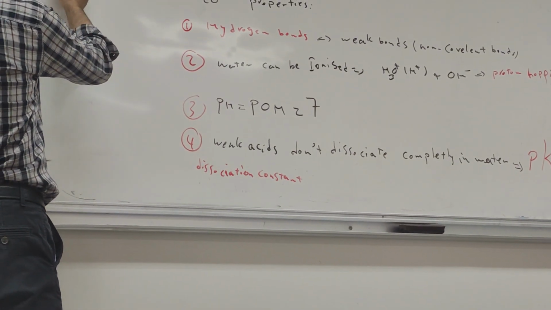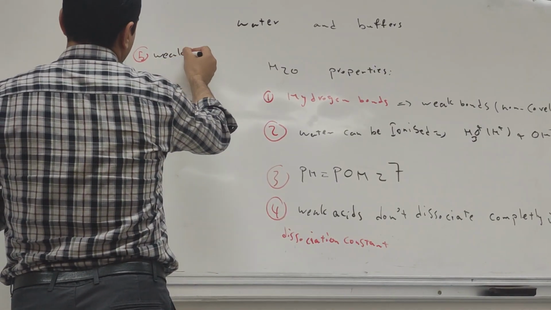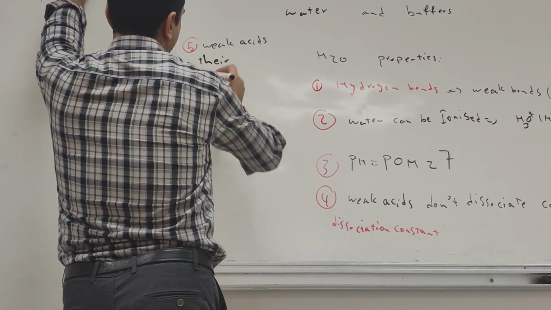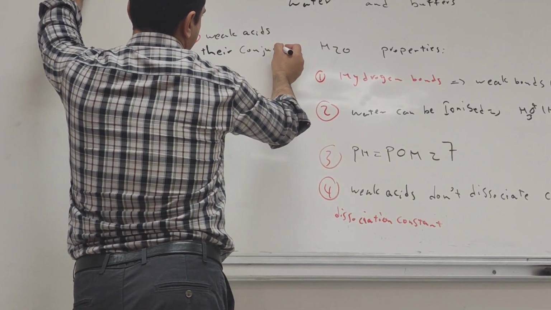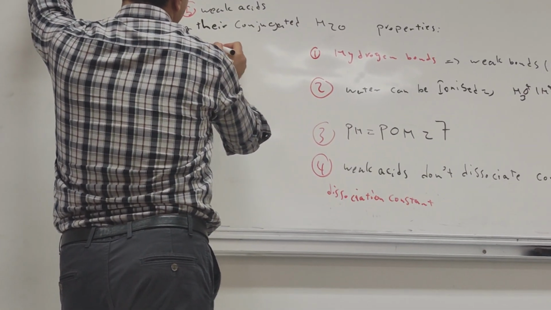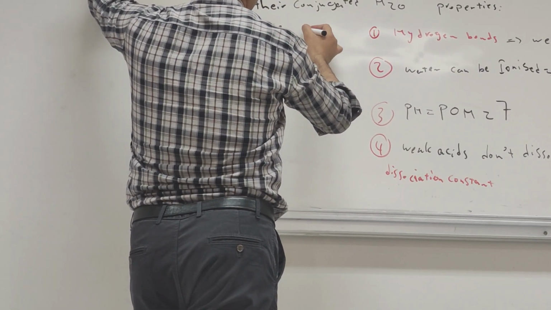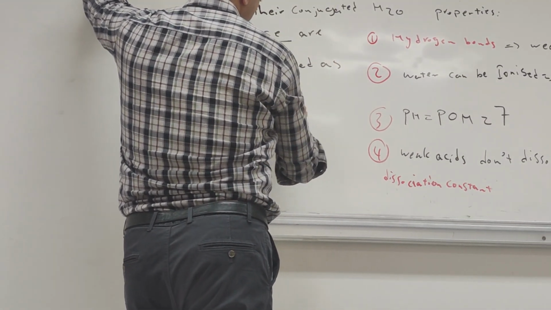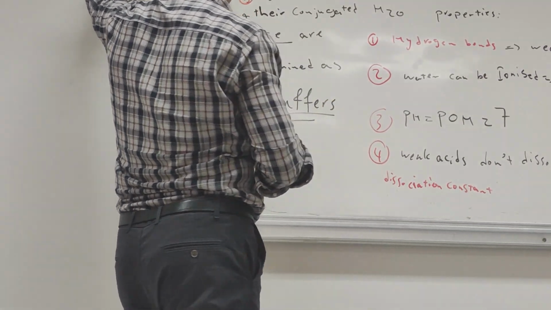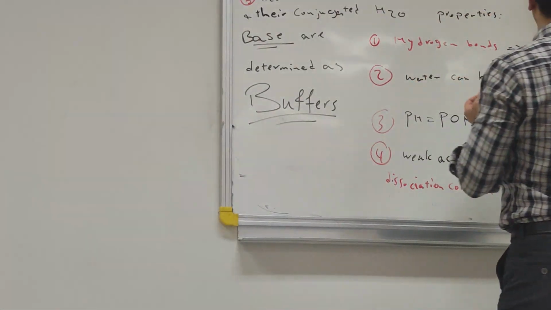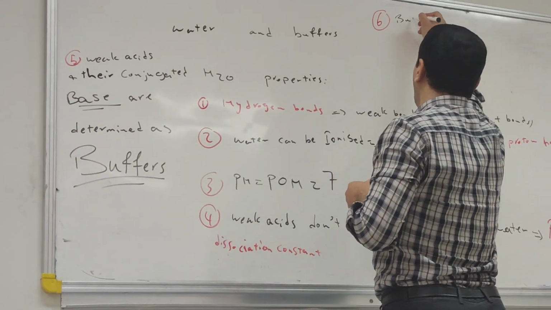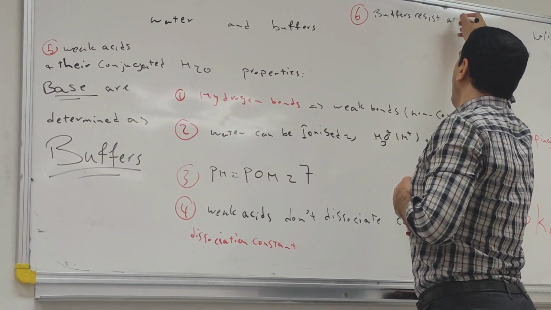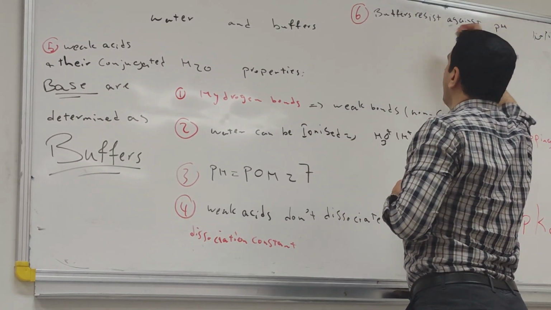Weak acids plus their conjugated base are determined as buffers. Buffers resist against pH changes.